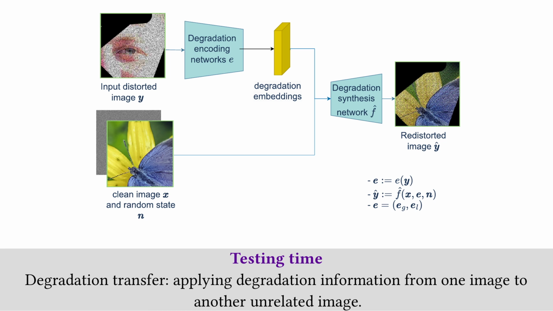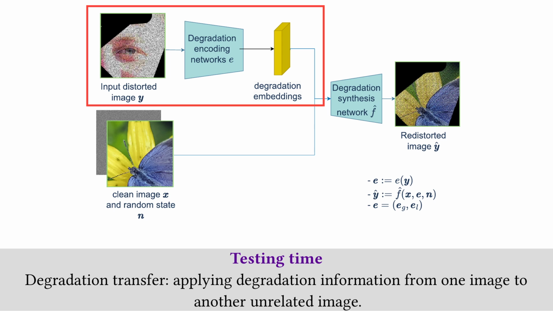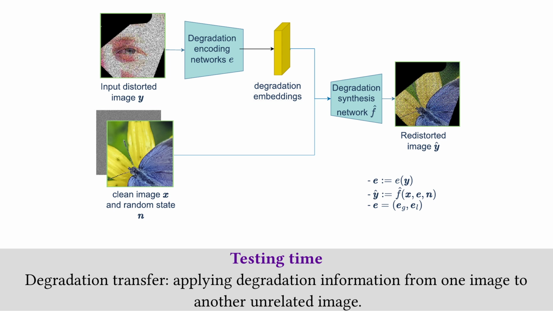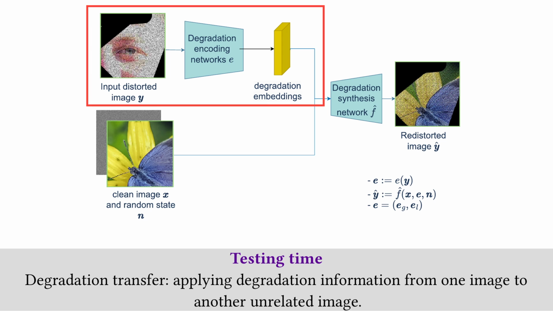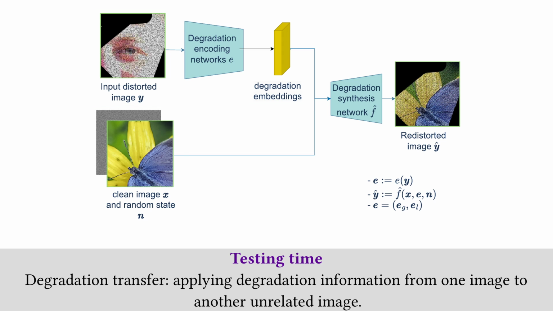Thanks to the degradation disentangling techniques we developed, our model can extract degradation information from one image and apply it to another unrelated image. It is worth noting that the model learns to transfer degradation without being explicitly supervised on such a task.